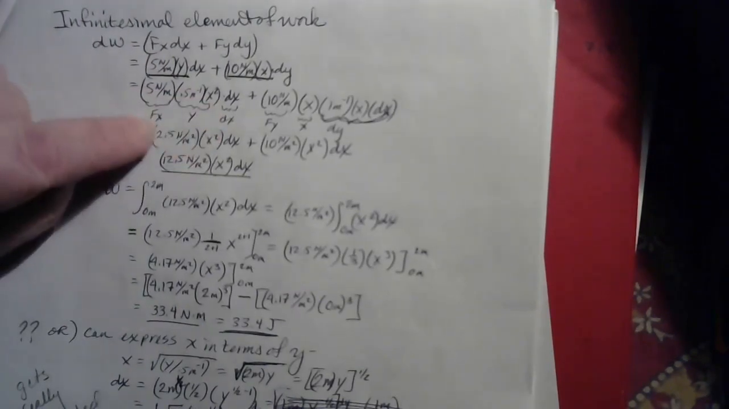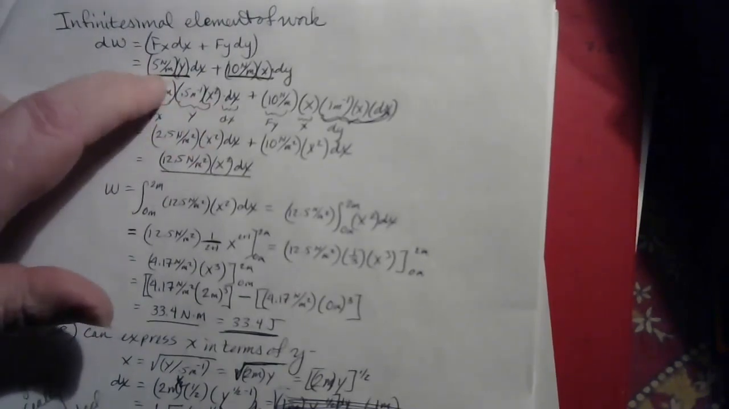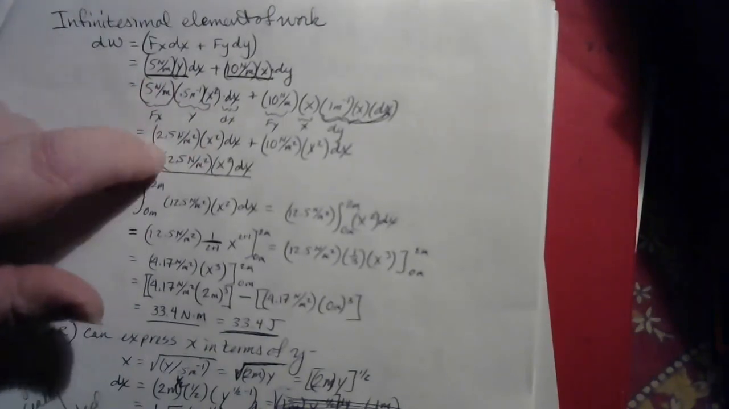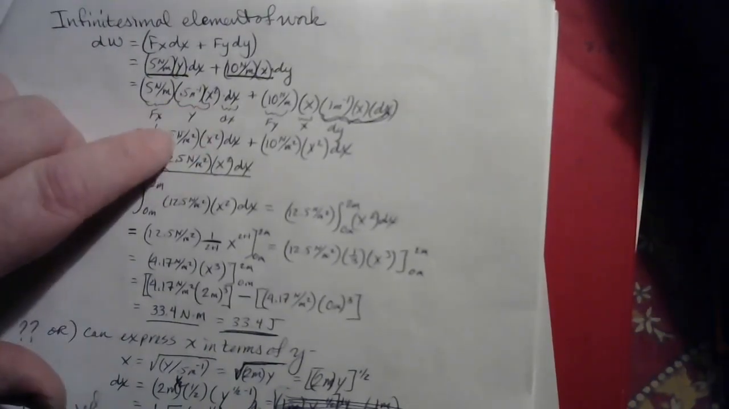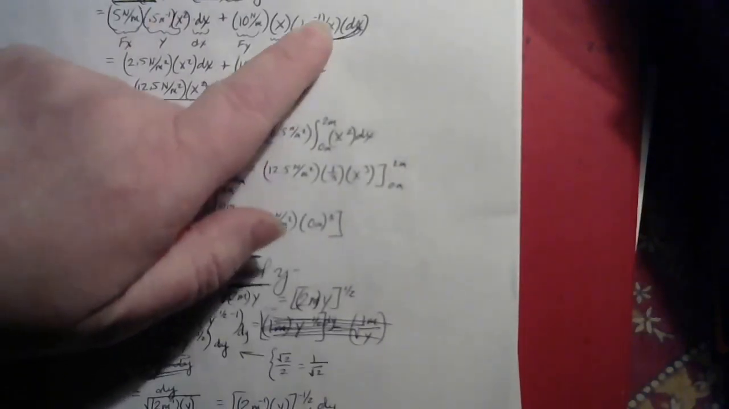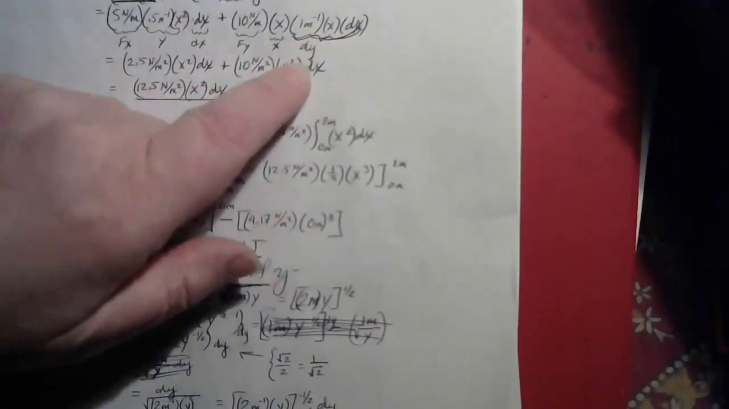We still have Fx, or what's left of it, 5 newtons per meter. The Y we changed to this. Then in the second term, we have 10 newtons per meter times x. We can leave that in terms of x because we're putting everything in terms of x. And dy, as we found before, is 1 meters to the minus 1 times x dx. So that goes in place of dy.